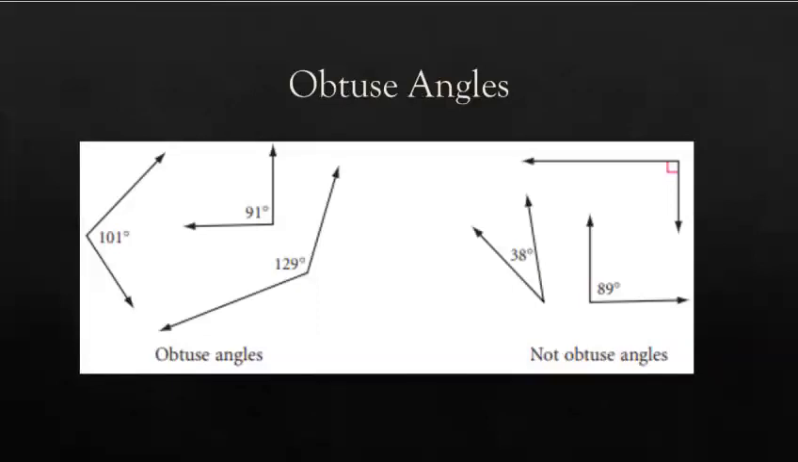Obtuse angles. Can you figure out what a definition is for obtuse angles? These are not, and these are. You might be saying angles that measure more than 90 degrees. But could we even say that they measure less than 180? Is that needed based on our definition of an angle that we had in a previous lesson?